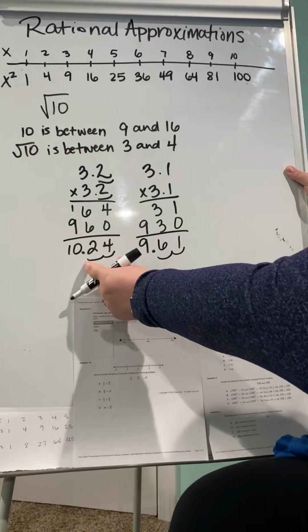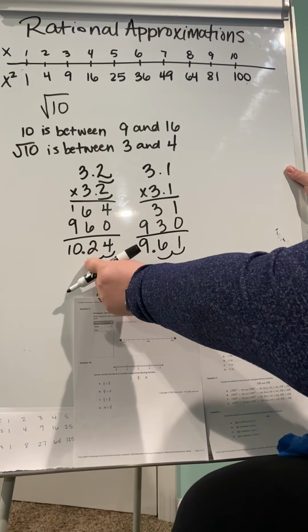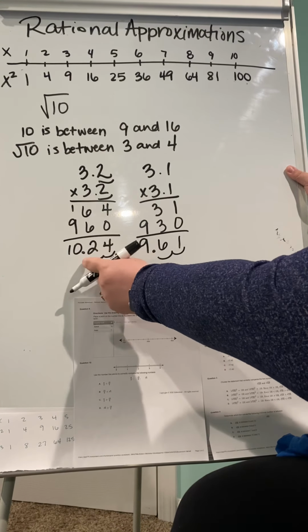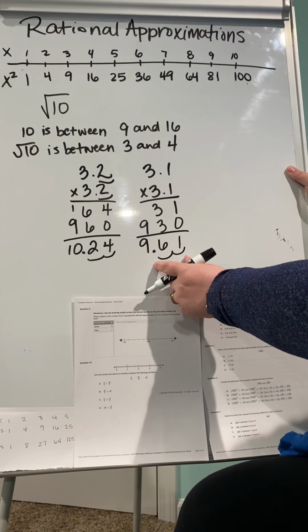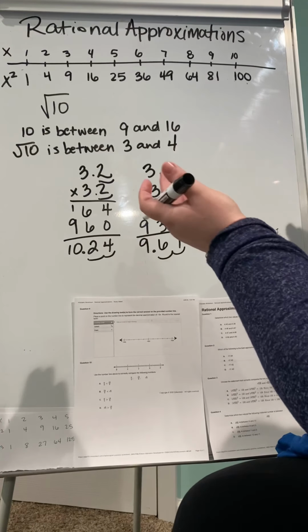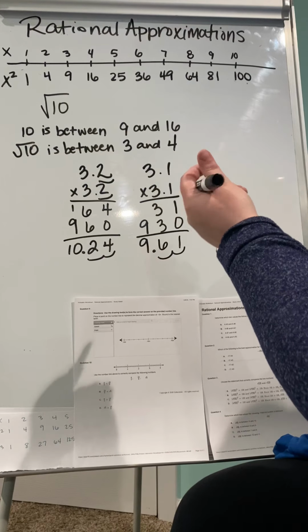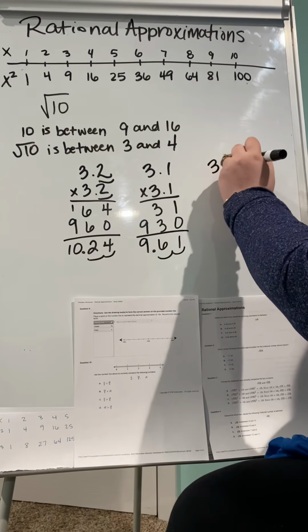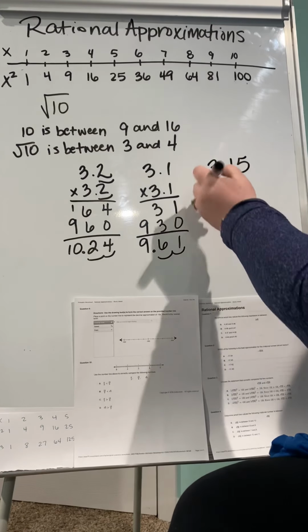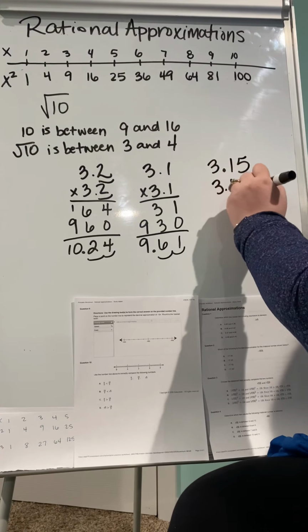Okay. Now, it was about 24 hundredths too big right here, and it was about 39 hundredths too small. So I'm pretty close to being right in the middle of that. So what we could do is say, okay, what if I tried 3.15? And I go right in the middle of those two.